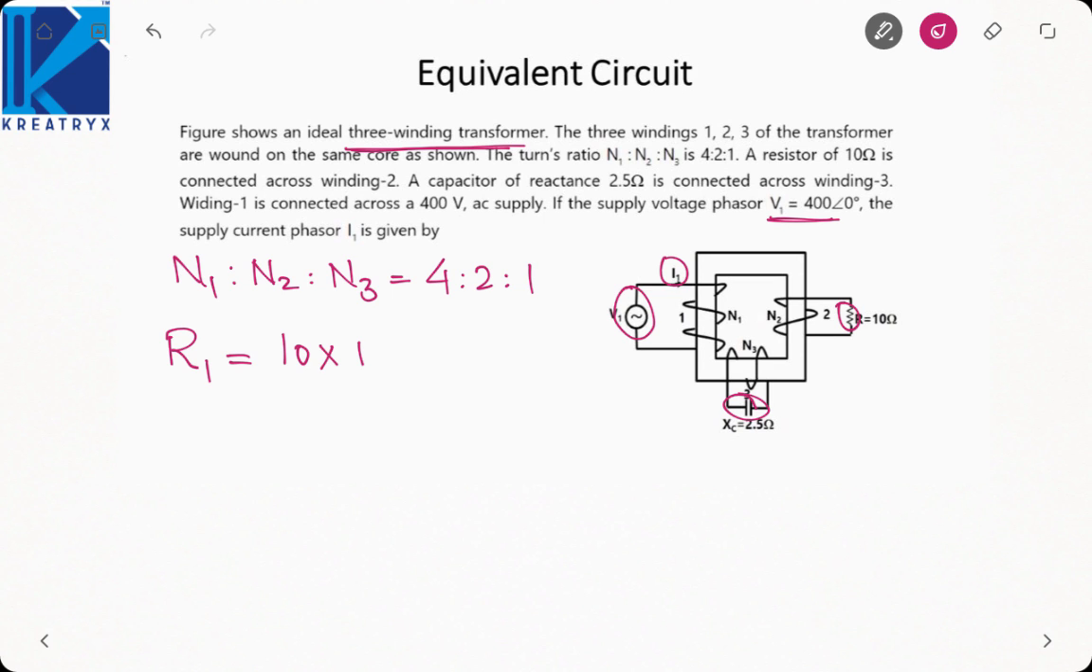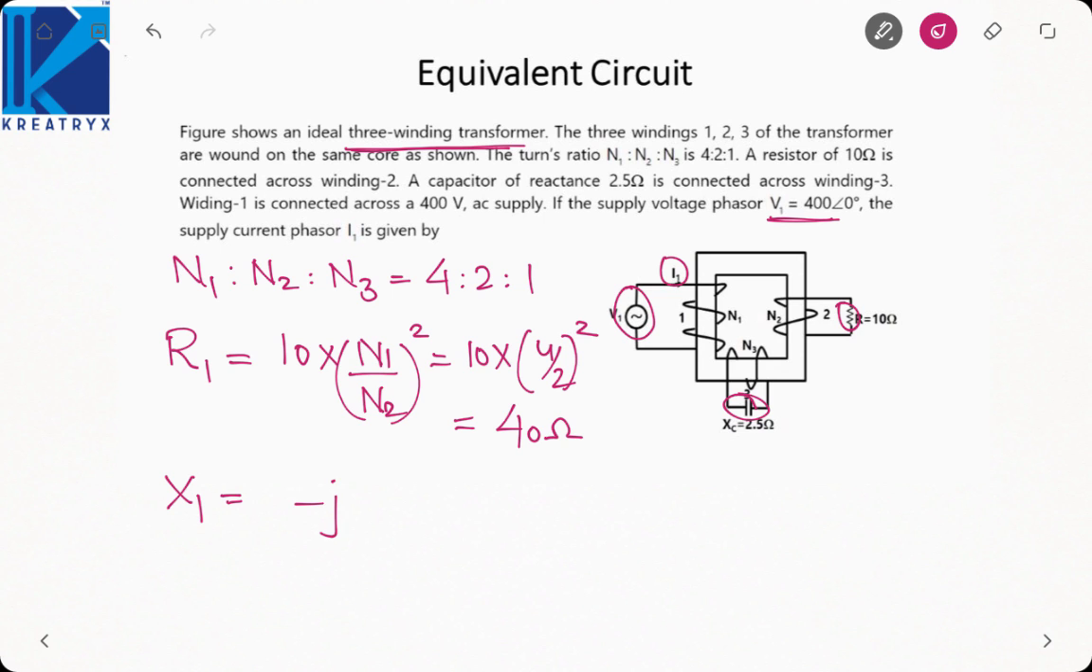10 ohm into N1 by N2 whole square, which is 10 into 4 by 2 square, or we can say 40 ohm. Okay. Similarly, what about reactance referred to the primary winding? It is minus j2.5 into N1 by N3 whole square, that is minus j40 ohm. Now as you can see, these impedances are connected across the winding in secondary and tertiary. So in primary also they will be connected in parallel to the winding.